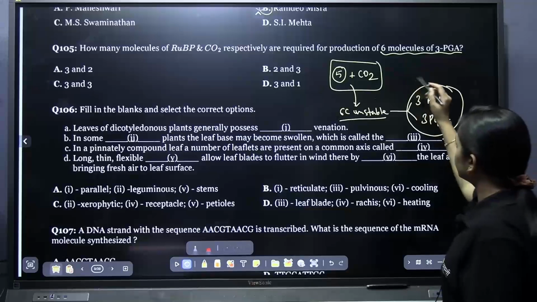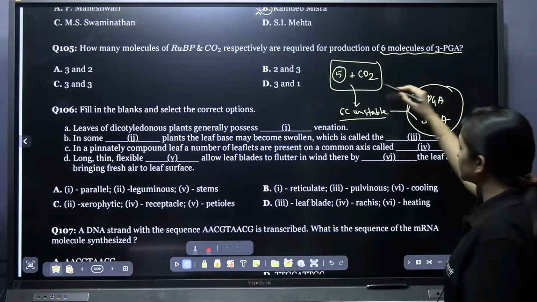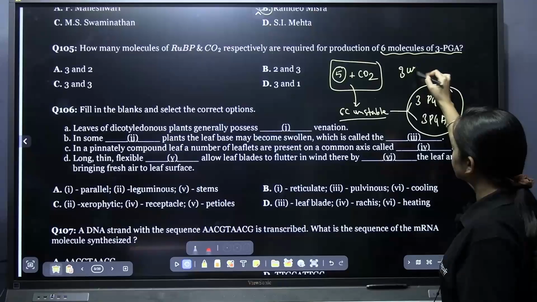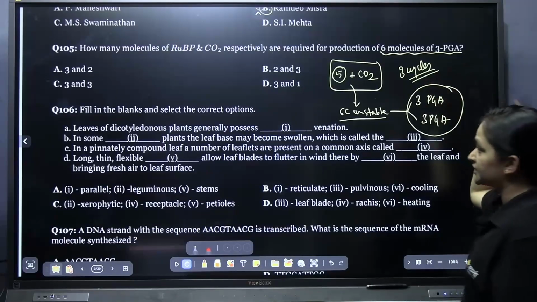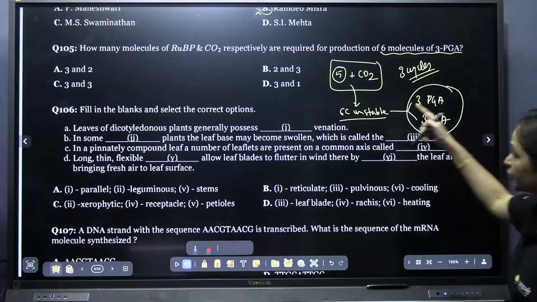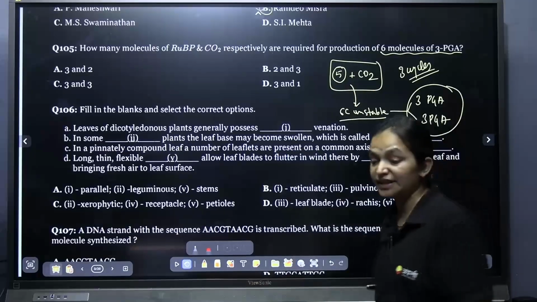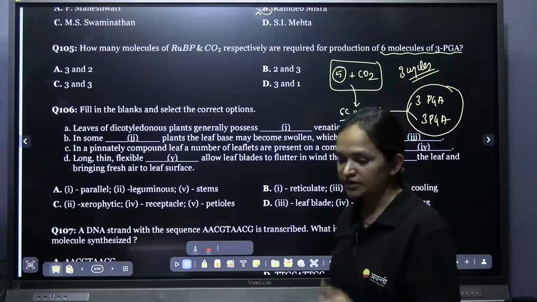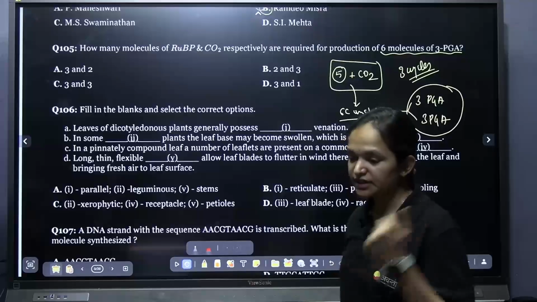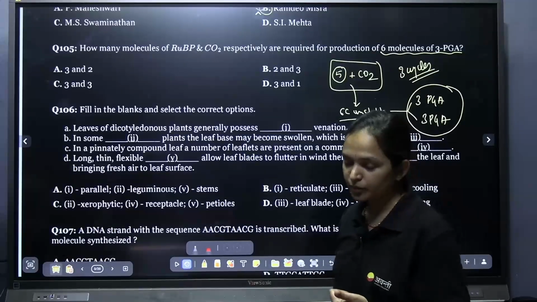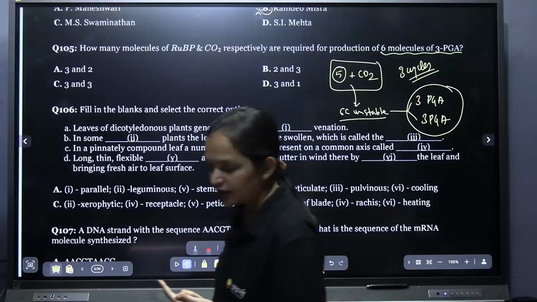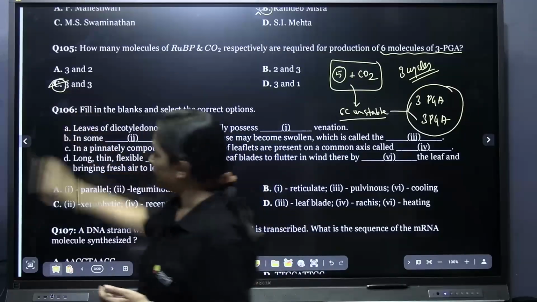So for 6 molecules, we need to run 3 cycles. For that, how many RuBP are required and how many carbon dioxide? In one cycle, 1 RuBP and 1 carbon dioxide. For 3 cycles, 3 RuBP and 3 carbon dioxide. Understood? Any doubts?